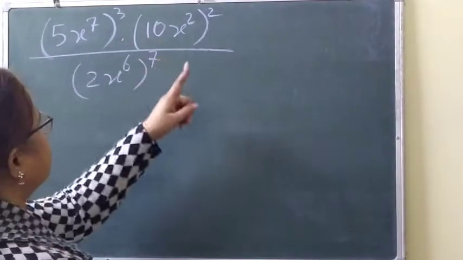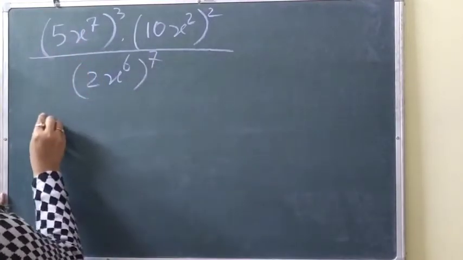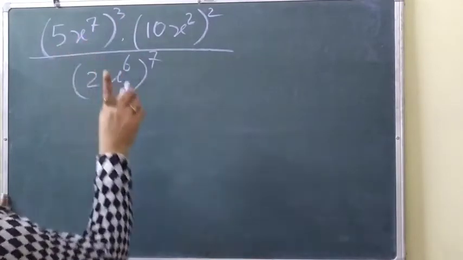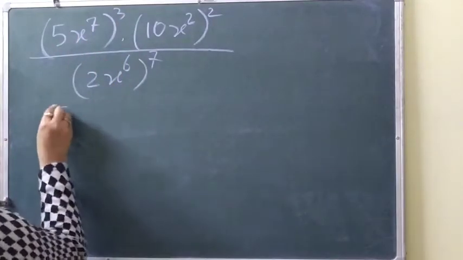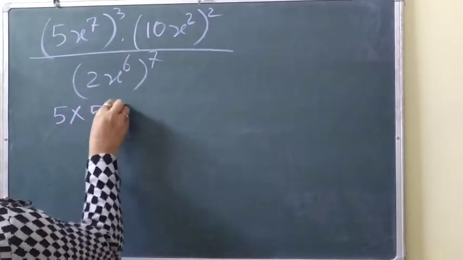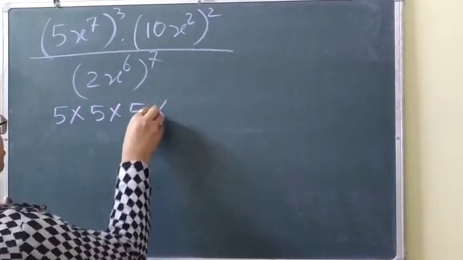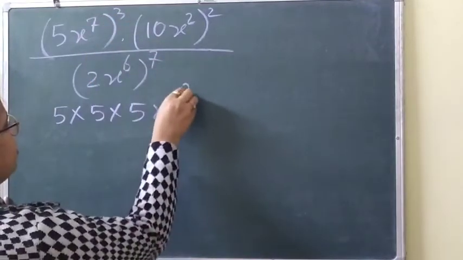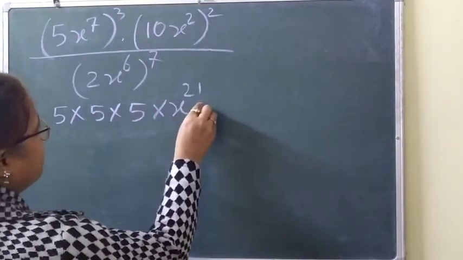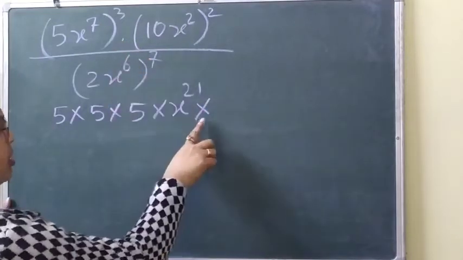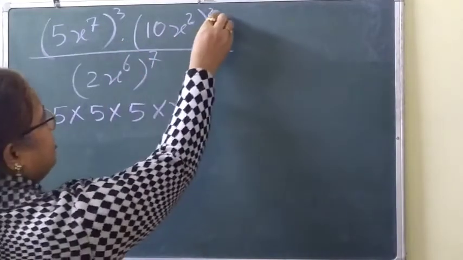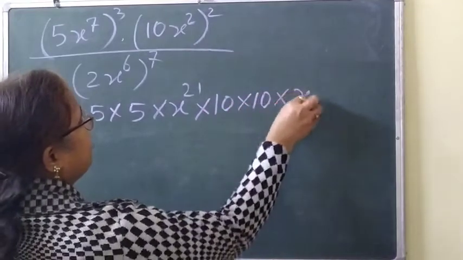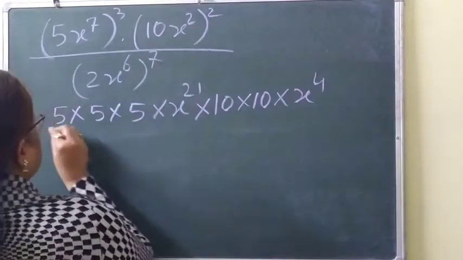So how will we solve this question? First we will write 5, and here the power is 3, which means we write 5 three times. So 5 into 5 into 5. Then x is here and 7, so 7 threes are 21. So x to the power 21. Then again a multiplication sign. This dot means multiplication. 10 power 2 means 10 into 10. Then again x to the power 4.